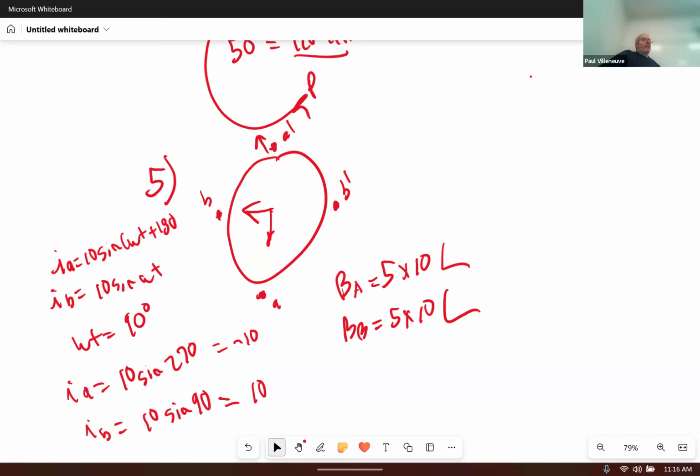Questions on number 5? Yes, sir. This is I sub B equals 10 sine of 90 degrees. Yeah, because omega t equals 90, right? So you just put omega t equal to 90, and then you add it into those parentheses, and then you just do the sines of those.